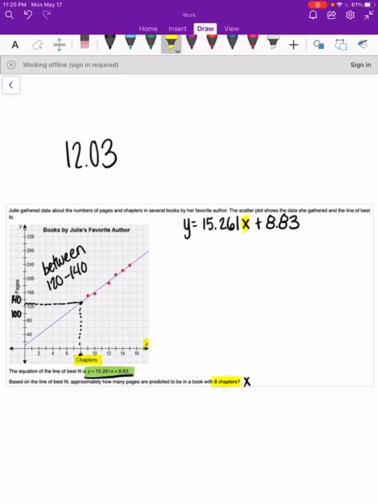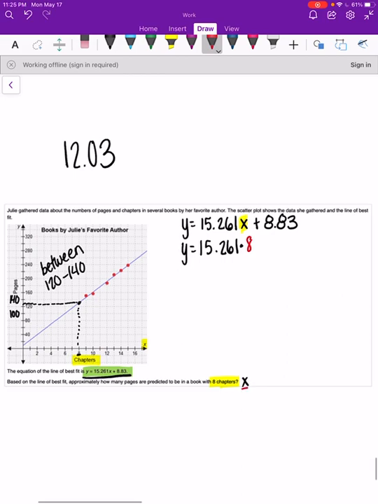So instead of 15.261 times x, we're going to have it times 8. So y equals 15.261 times, I'll put 8 in red. That's my x. And then plus 8.83. And I'm just going to use a calculator for this. So 15.261 times 8 is 122.088. And plus 8.83.